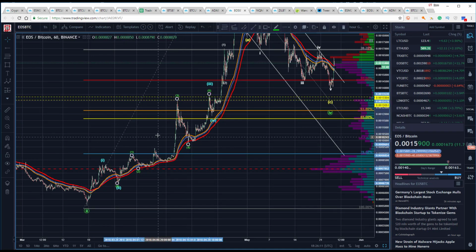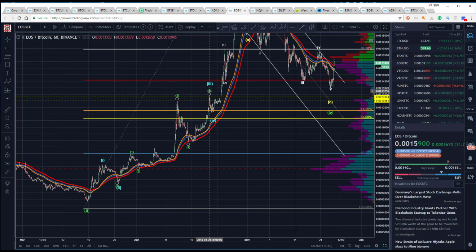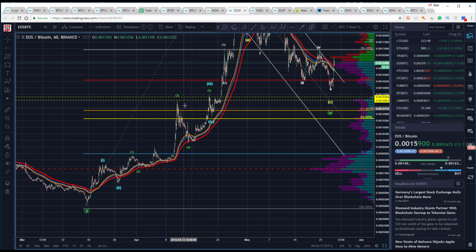Now my 4 would be over here. So I get an impulse here. Now I go up to my 5 here, and then I get a shallow 4. So that was where it was a little tricky, but it plays.